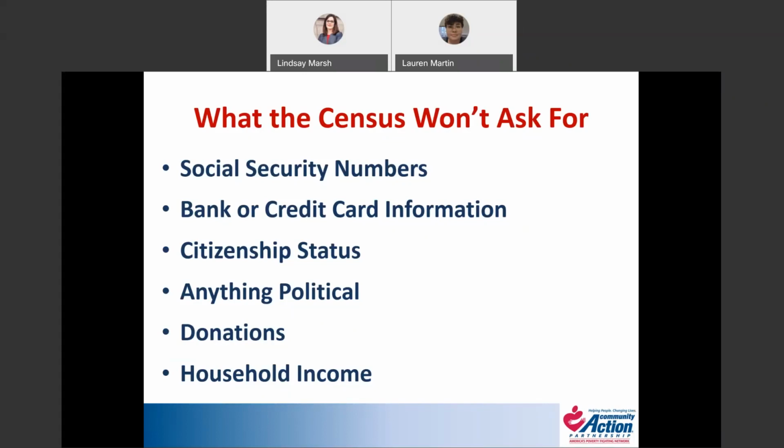So those 10 questions that I just went over, and none of these will be on that census form. Very short, very quick. If you spend 10 minutes, you're good for 10 years.